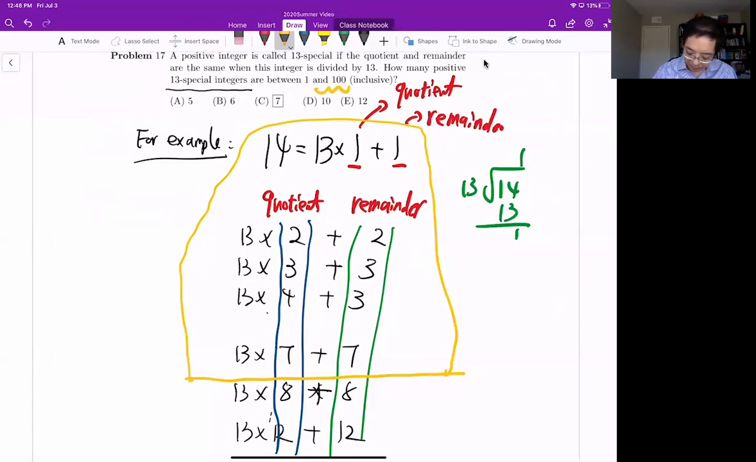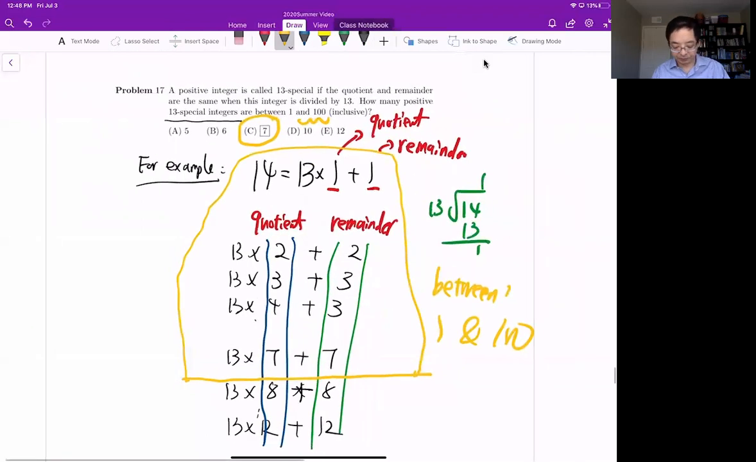Okay. So those are between 1 and 100, right? So in total, you see we have 7 such numbers. So the answer is 7. All right. So for this problem, basically, what you need to know is what is the quotient and what is the remainder, right? All right.